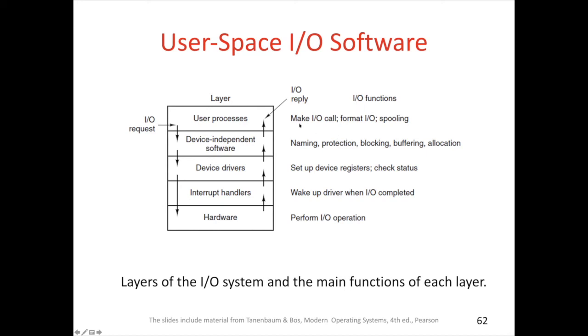The input-output functions required are given here. Make input-output call, format input-output, spooling, etc. For the device-independent software layer, we have naming, protection, blocking, buffering, allocation, etc. For device drivers, the input-output functions are set up device registers, check status, etc. For the interrupt handlers, the function is to wake up the driver when input-output is completed, and for the hardware, to perform the input-output operation.